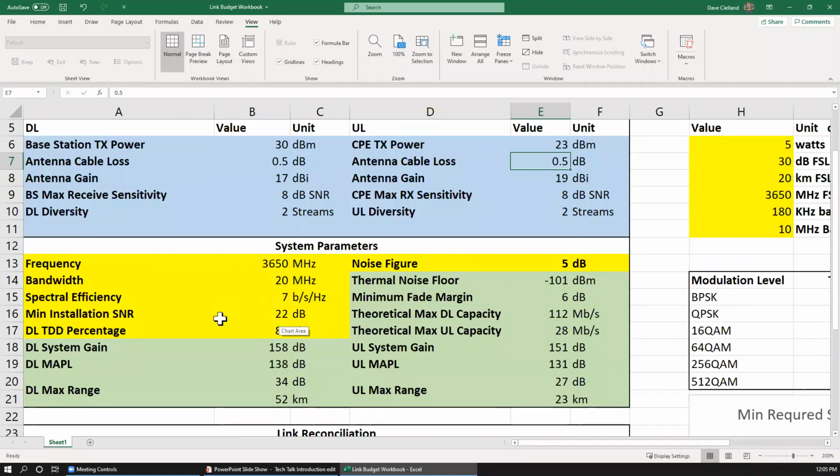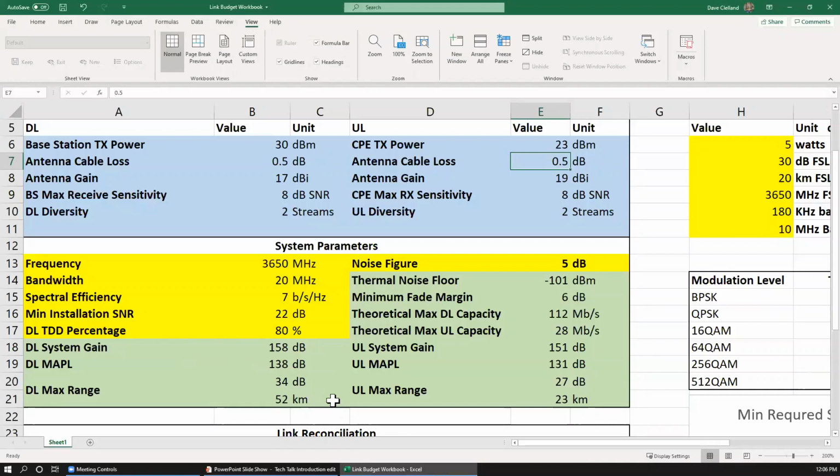So knowing that when I calculate my system gain, my system gain has got a receive sensitivity of 8 dB, but I want 22. So I want more than that. So my downlink MAPL is actually 20 dB less than what my system gain is. So my downlink maximum allowable path loss is 138 dB. That's the most that I can lose and still pass this signal at my 22 dB SNR.